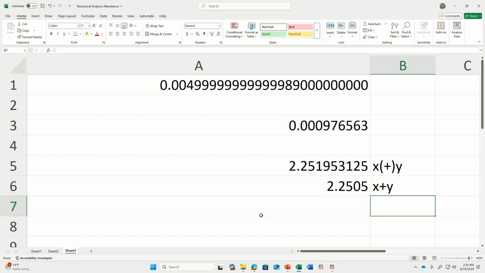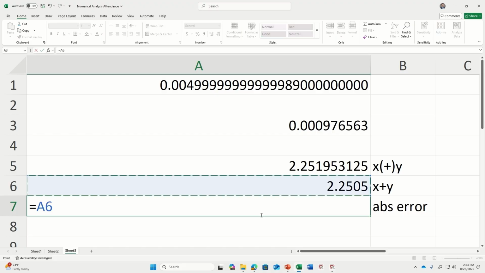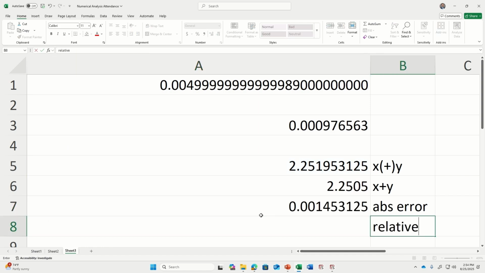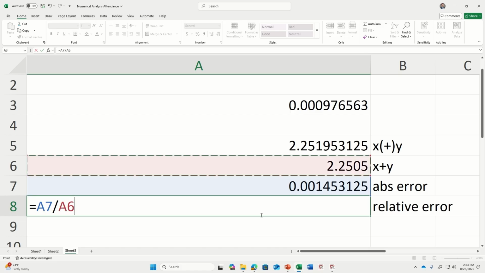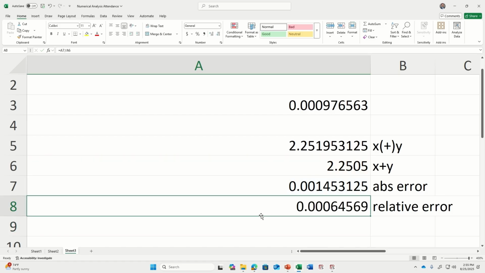And then to get my absolute error, I'm going to take the absolute value of the difference of these two numbers. And then if I want my relative error, that just means I'm going to take the absolute error and divide it by the number I was trying to represent, so the real x plus y. Now, you can do all this in your calculator, right? But the relative error is like 0.065%.